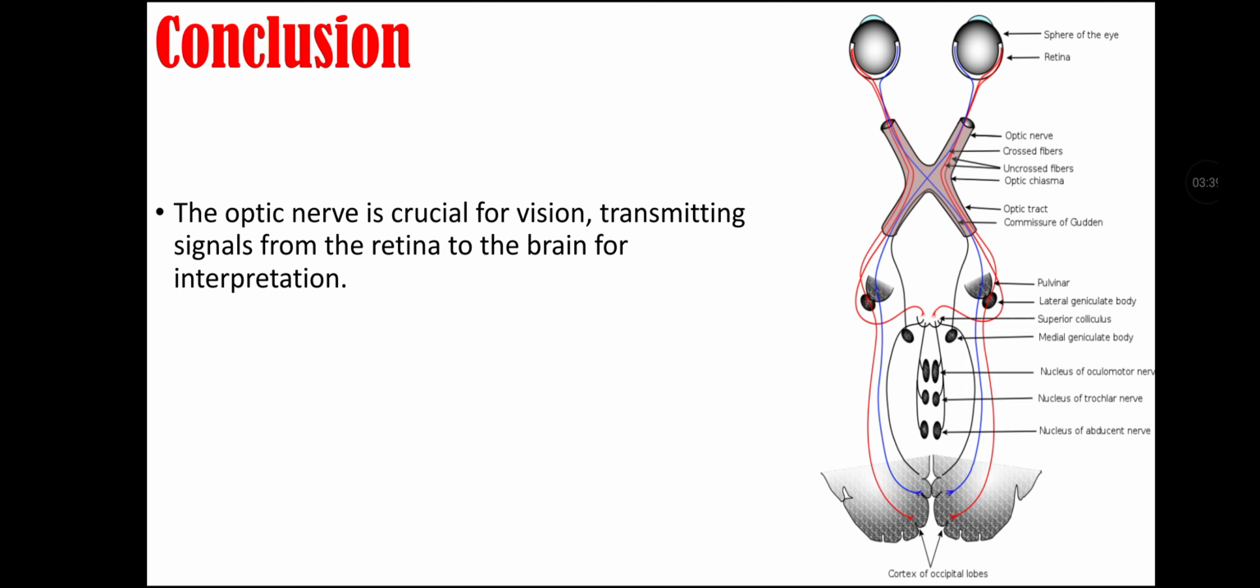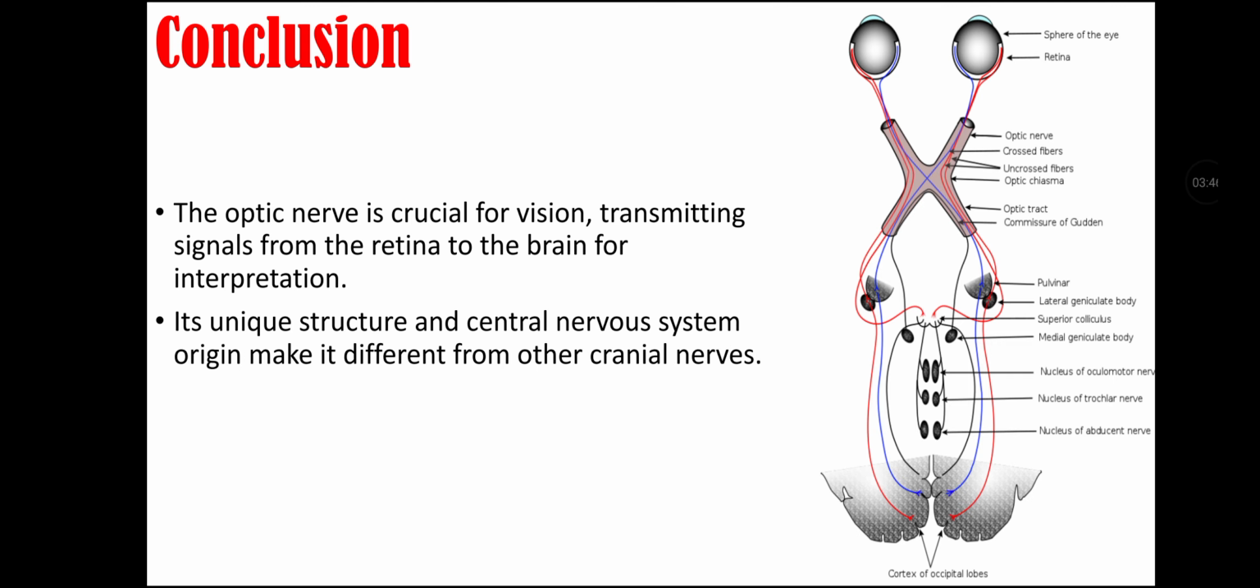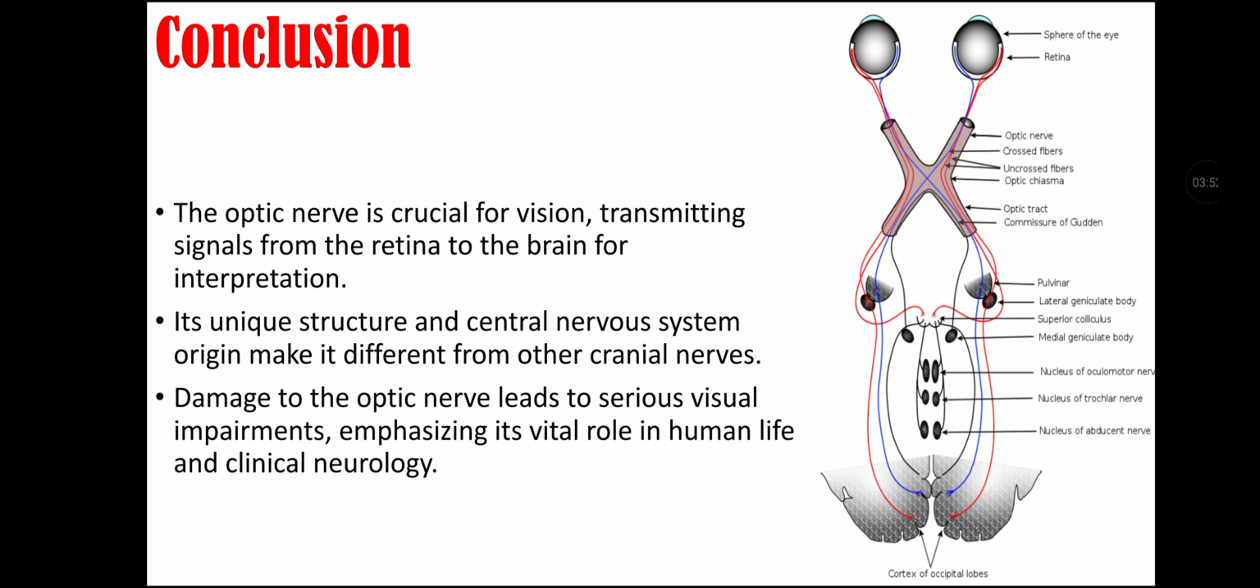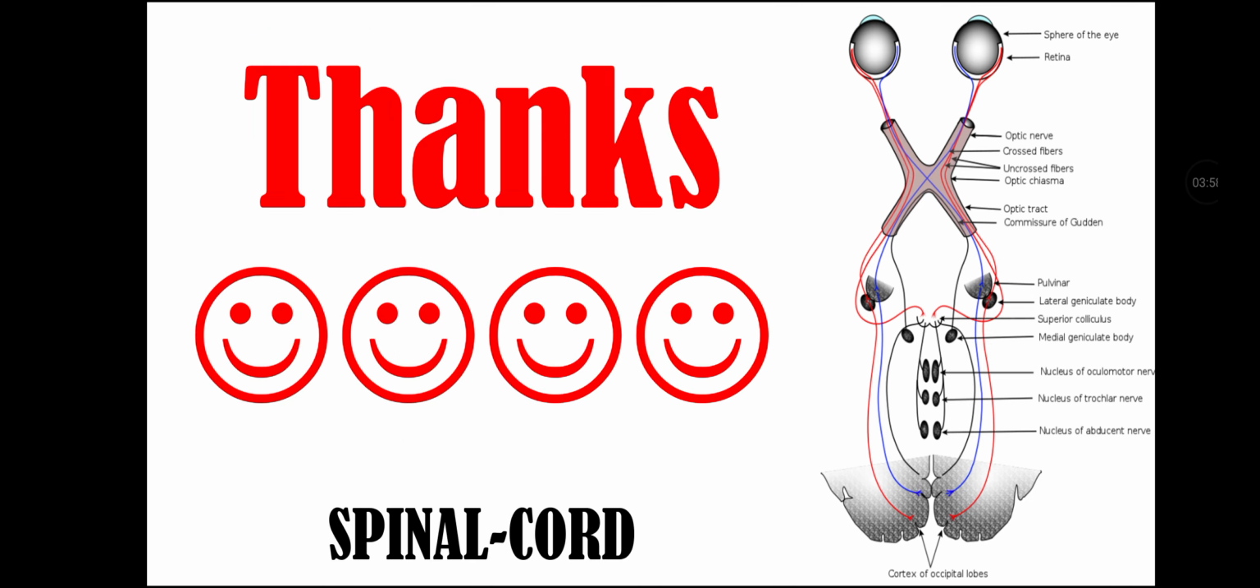Conclusion of this lecture video. The optic nerve is crucial for vision, transmitting signals from the retina to the brain for interpretation. Its unique structure and central nervous system origin make it different from other cranial nerves. Damage to the optic nerve leads to serious visual impairments, emphasizing its vital role in human life and clinical neurology.